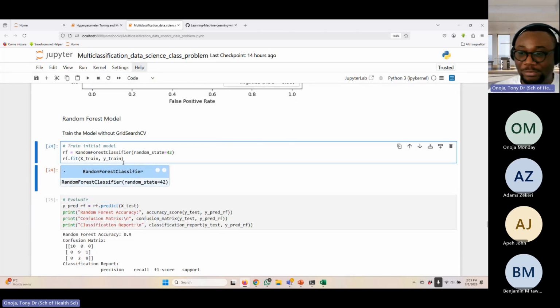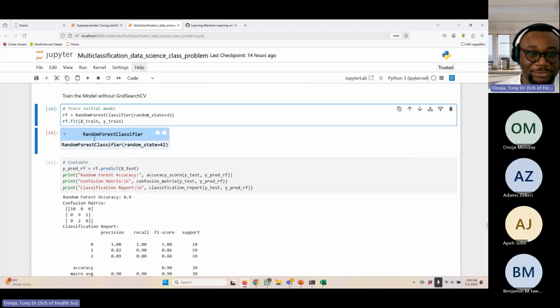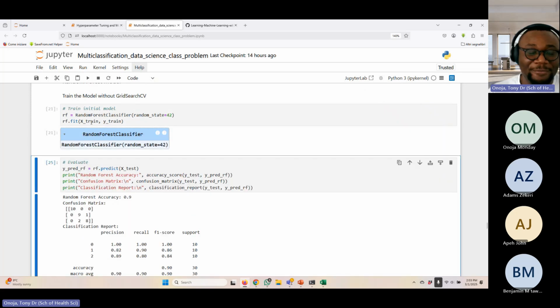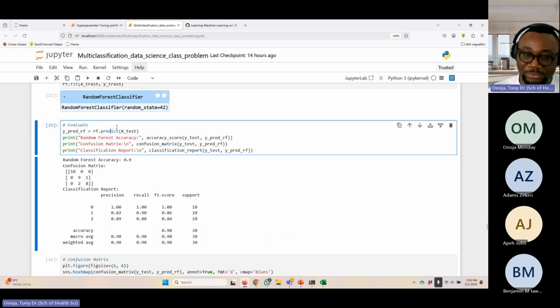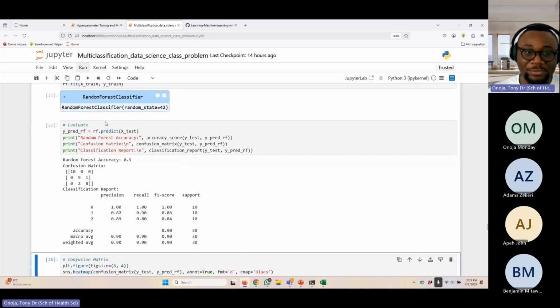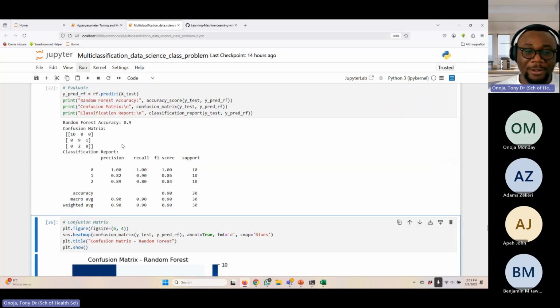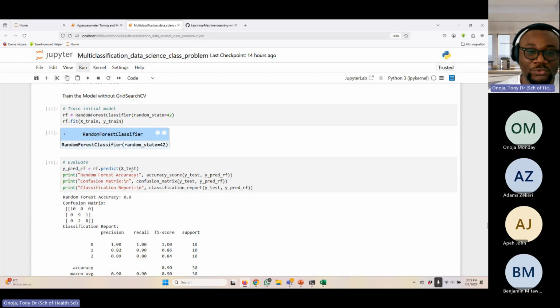So I think our time is up, but I want to see if we could just try to finish up this. So you run the random forest as well, the same approach that we use, in this case without tuning.